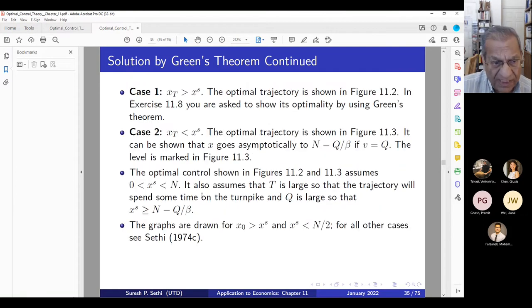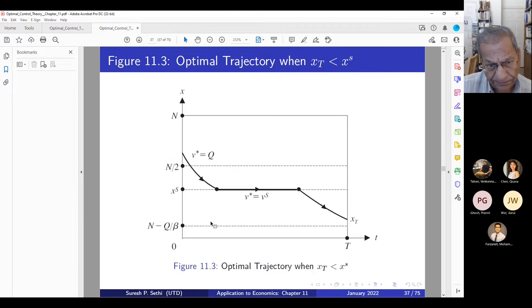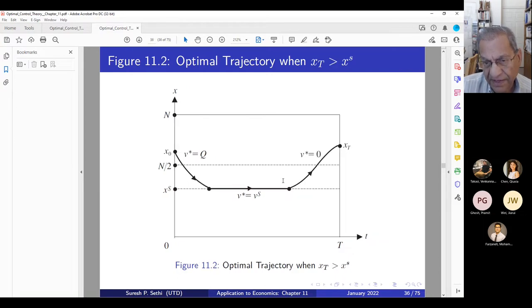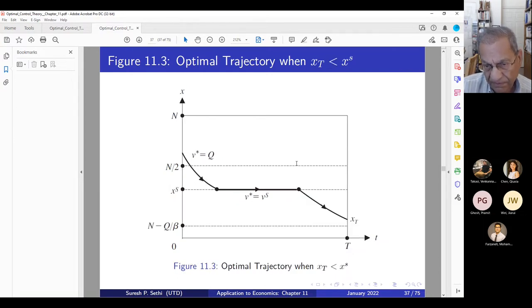So the optimal solution in each case is shown in this picture. Here is when XT is less than S, so you can cure people at this point with the rate Q. So why don't I put V star equal to Q here? It's understandable, but it should be V star equal to Q written here. But anyway, I didn't write it here. Here I wrote V star equal to zero.